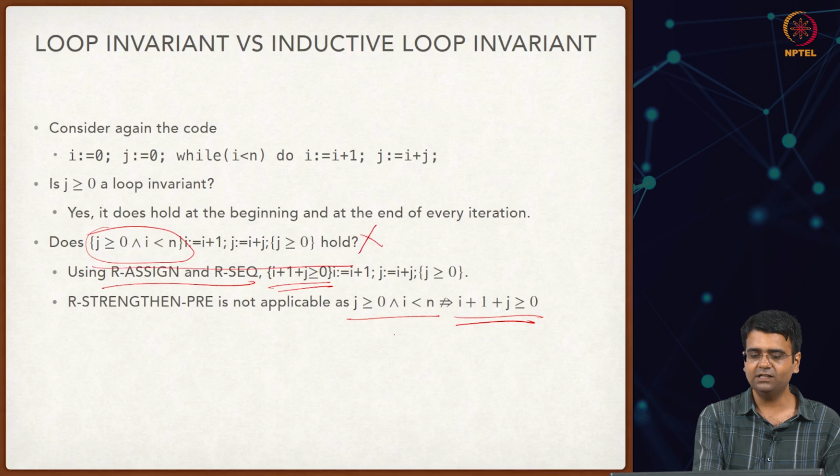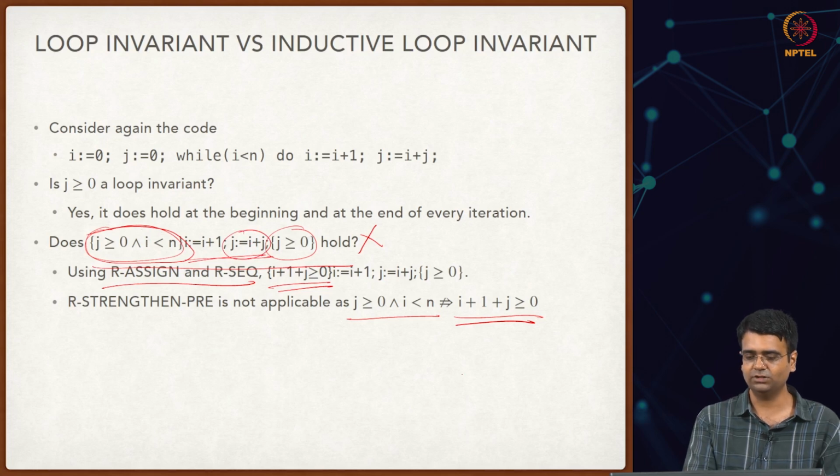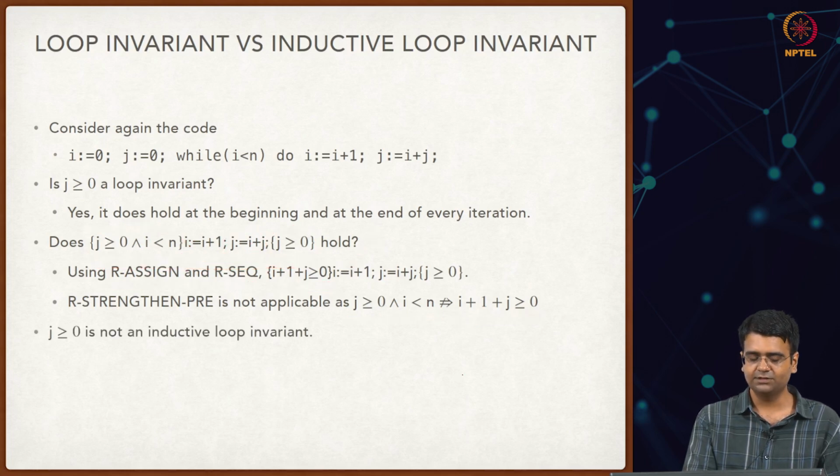I can find a value of i, j and n such that it will satisfy this particular formula, but after executing this it won't satisfy j is greater than or equal to 0, because I can always assign a large negative value to i, in which case this j colon equal to i plus j will not ensure that j will be greater than or equal to 0. Okay. So in fact j is greater than or equal to 0 is not an inductive loop invariant.